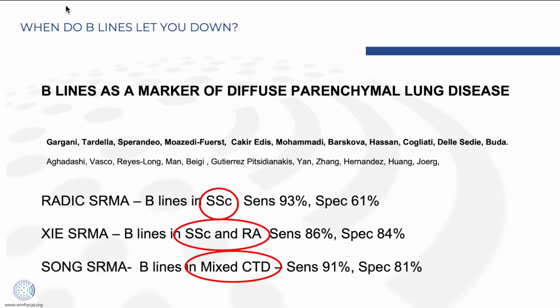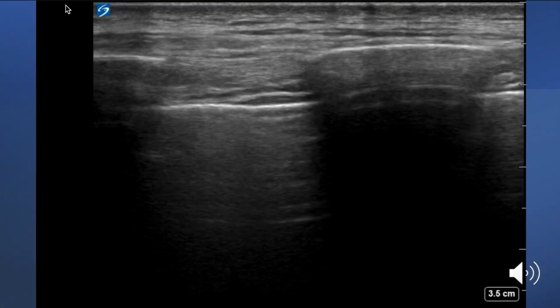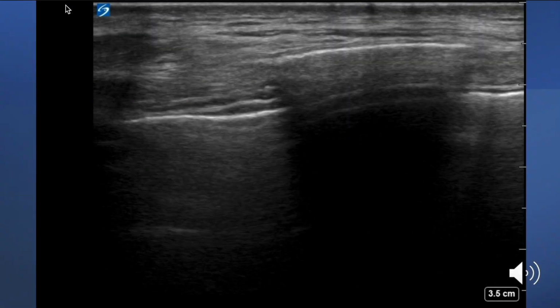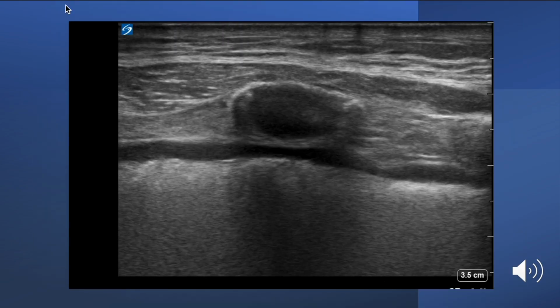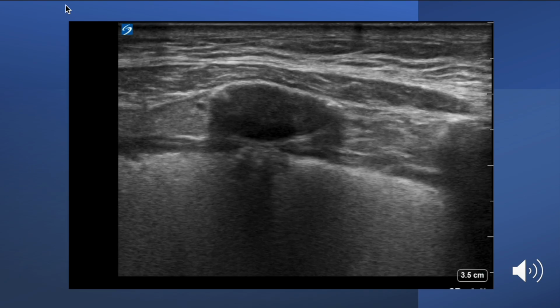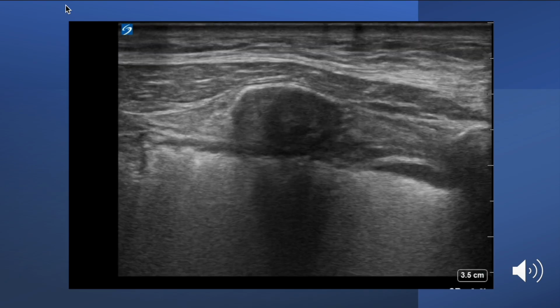But the area under the curve decreases as soon as you widen the inclusions beyond systemic sclerosis to include other types of connective tissue diseases. Pleural line irregularity has also been studied, and it's shown to be even more sensitive, but even less specific than B-lines. With our high-resolution linear probes, we can get a beautiful view of the pleura this day and age. And I think the recent COVID pandemic is going to seriously confound the diagnostic test characteristics for pleural line irregularity.